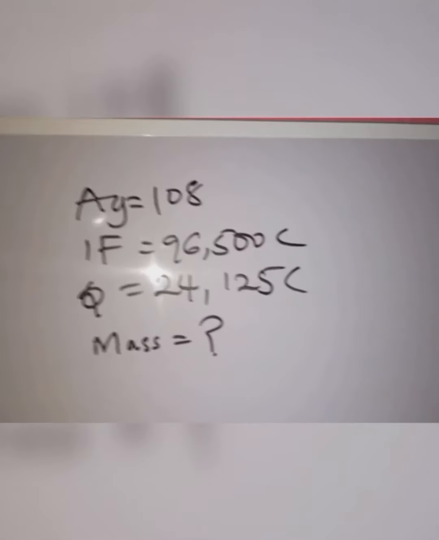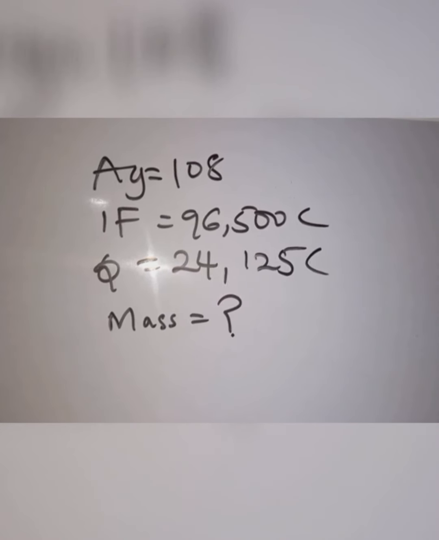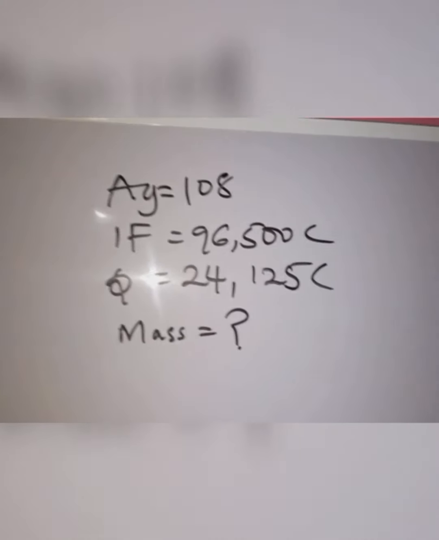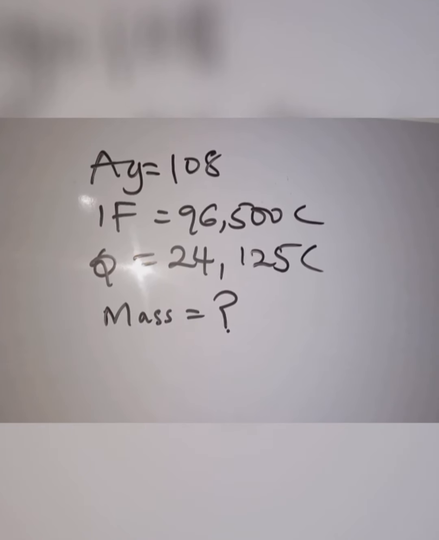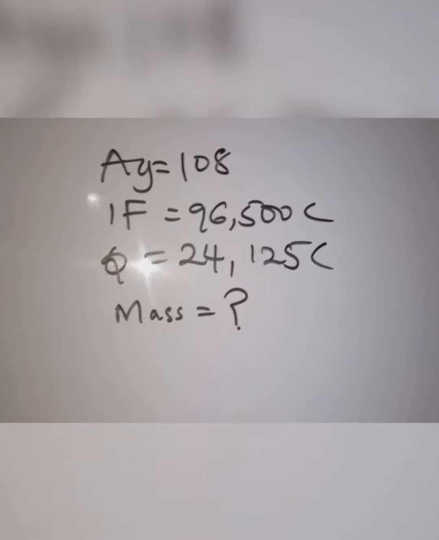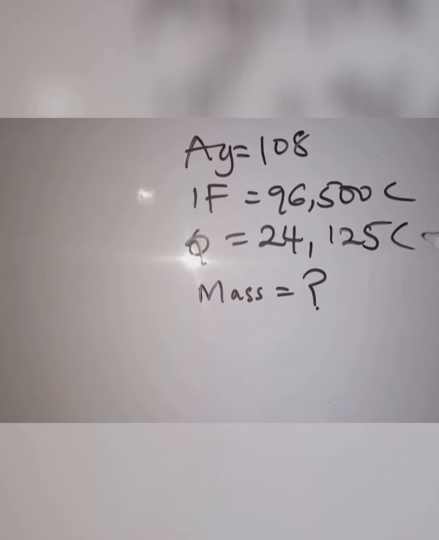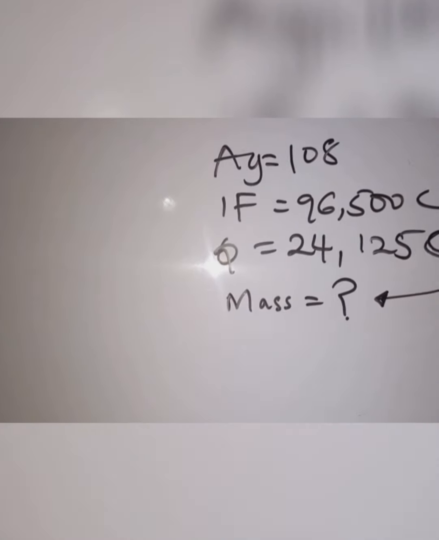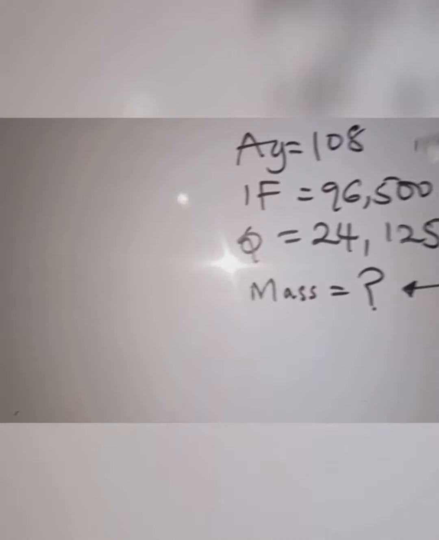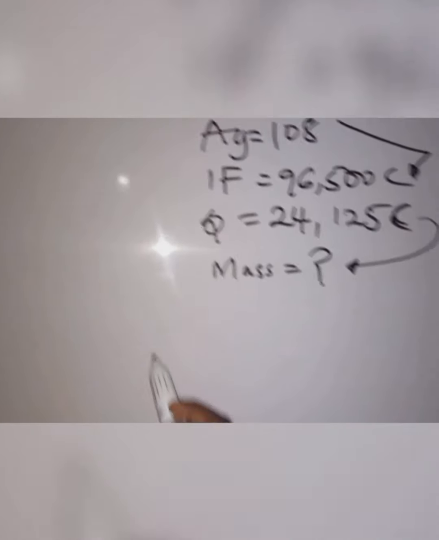So we're given the molar mass of silver to be 108. 1 Faraday is 96,500 coulomb. It's a constant. We're given Q, our quantity of charge, to be 24,125 coulomb. Now we are asked to calculate the mass required for this charge. So this is how you're going to do it.